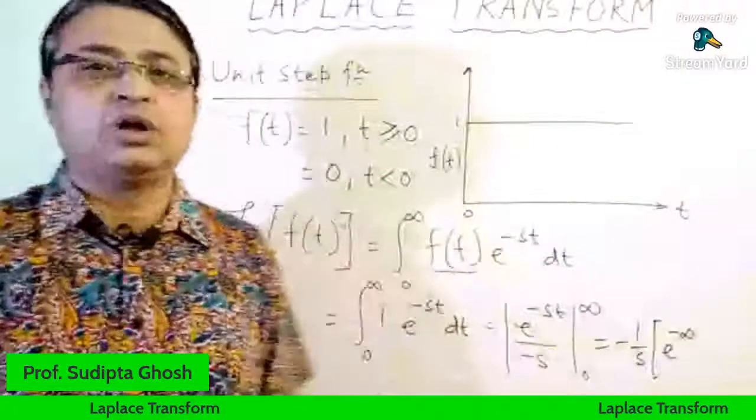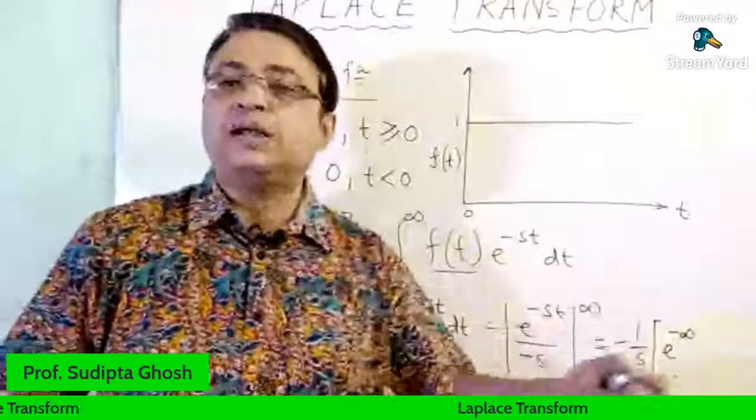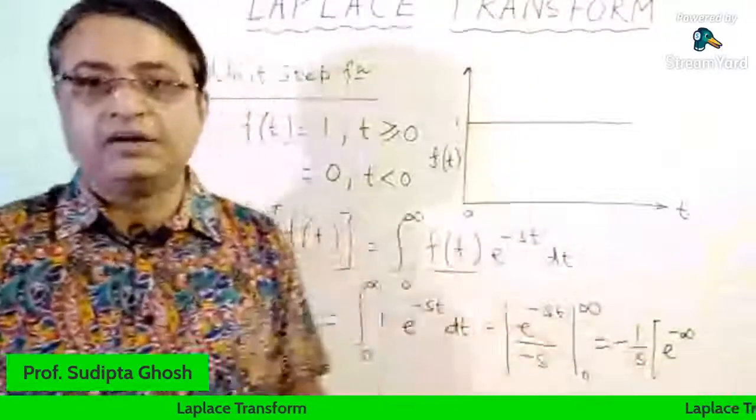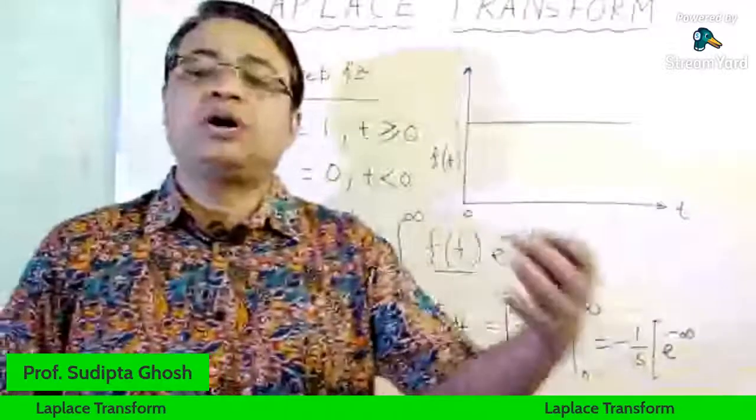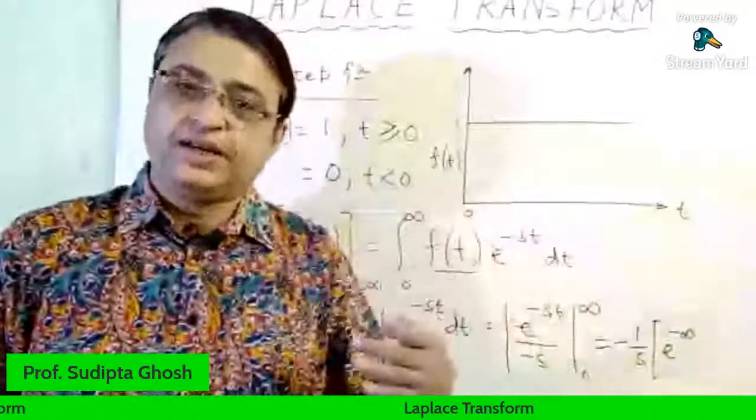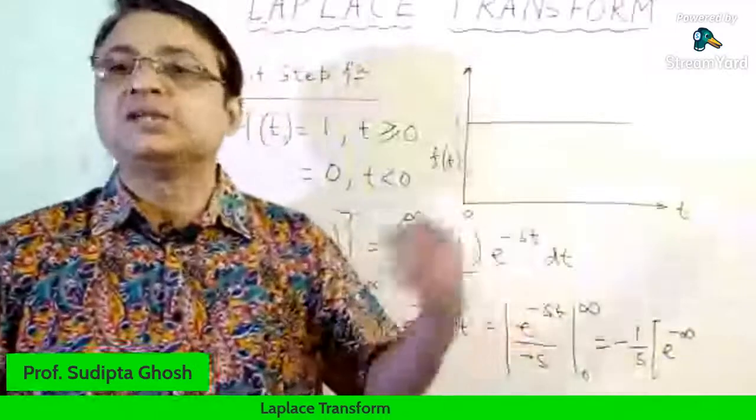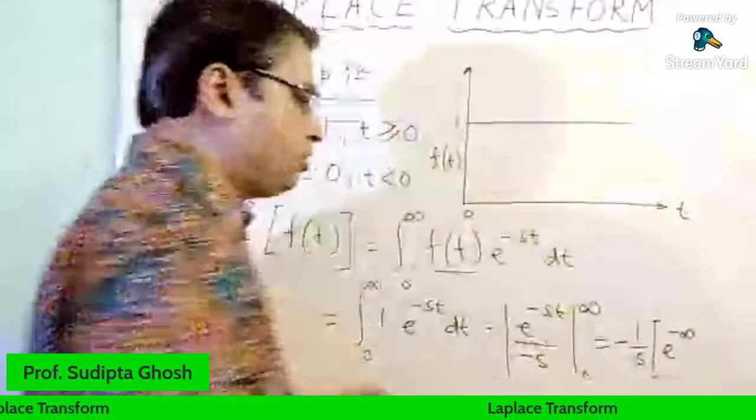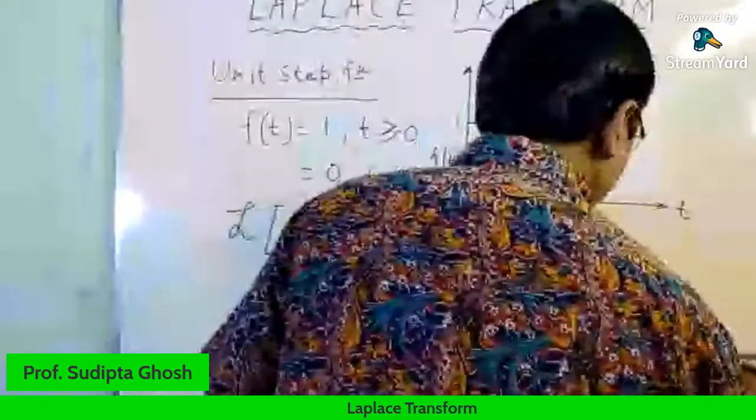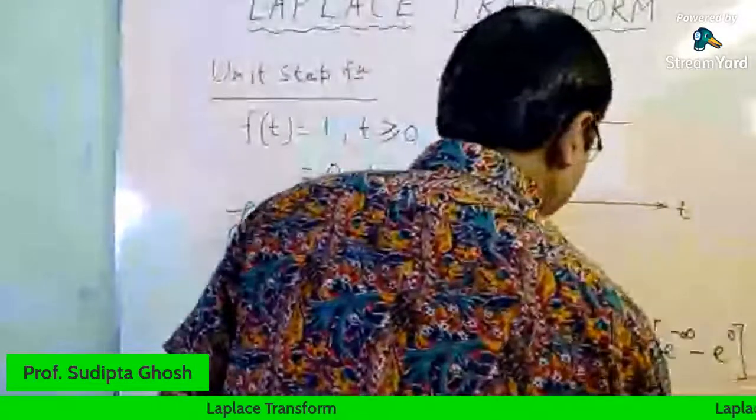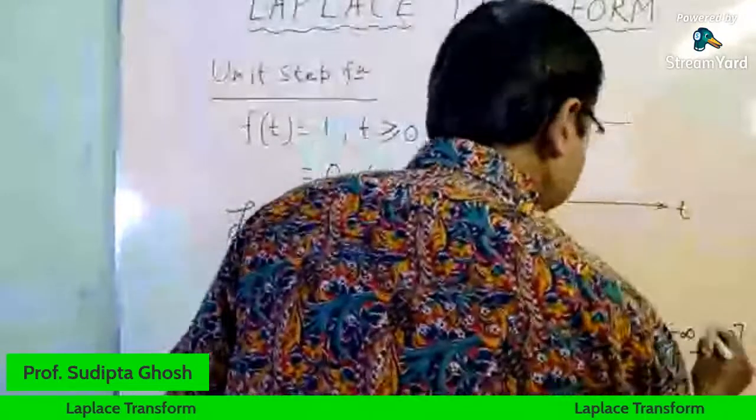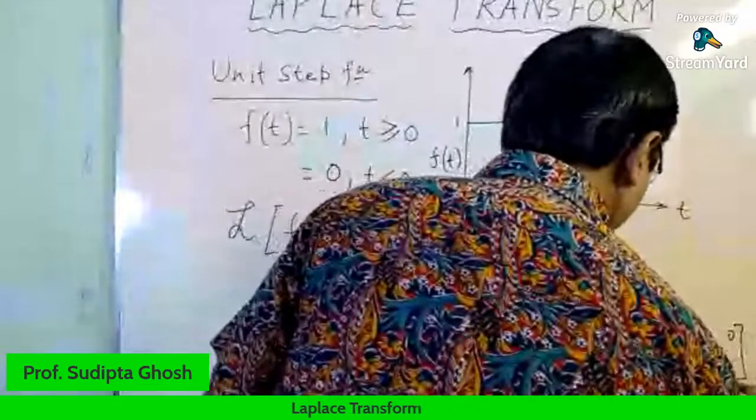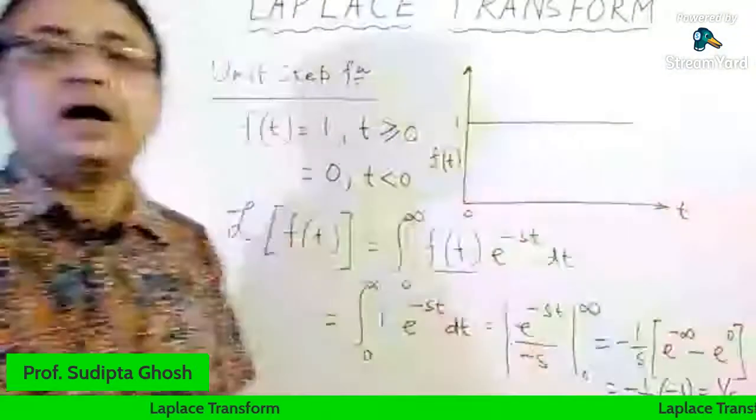I know that all of you must know the value, that e to the power minus infinity can be expressed as 1 by e to the power infinity, and e to the power infinity means infinity. Now 1 by infinity means 0. So e to the power minus infinity becomes 0, and then minus of e to the power 0. So this will be minus 1 by s, 0 minus 1. So the final value is 1 by s.